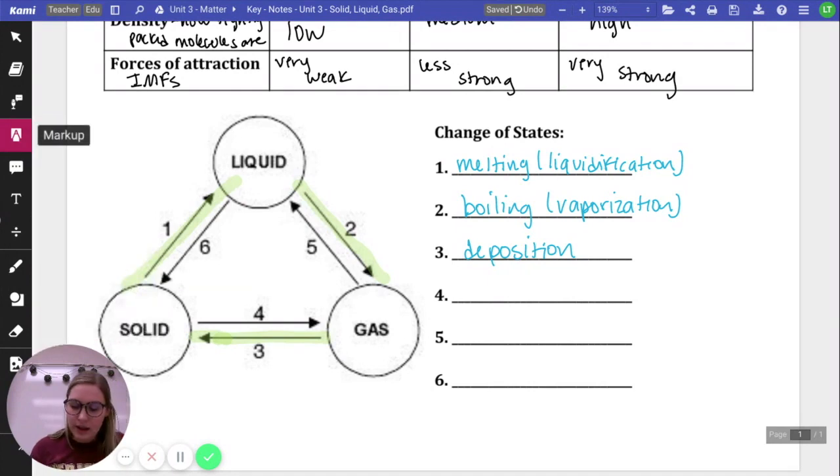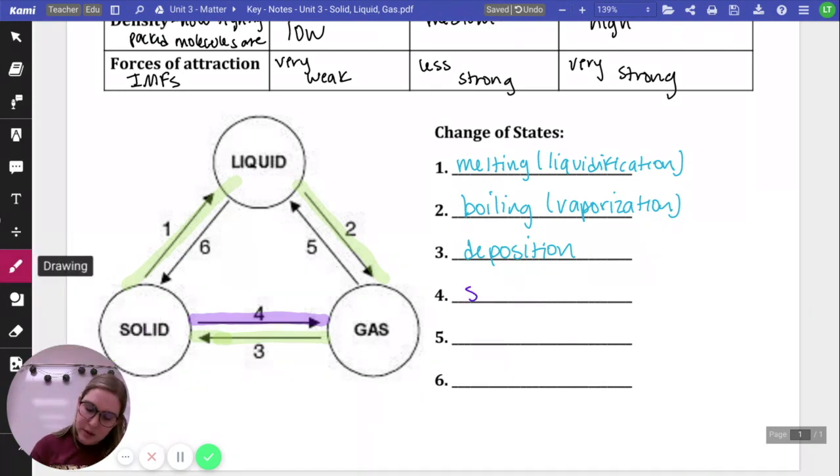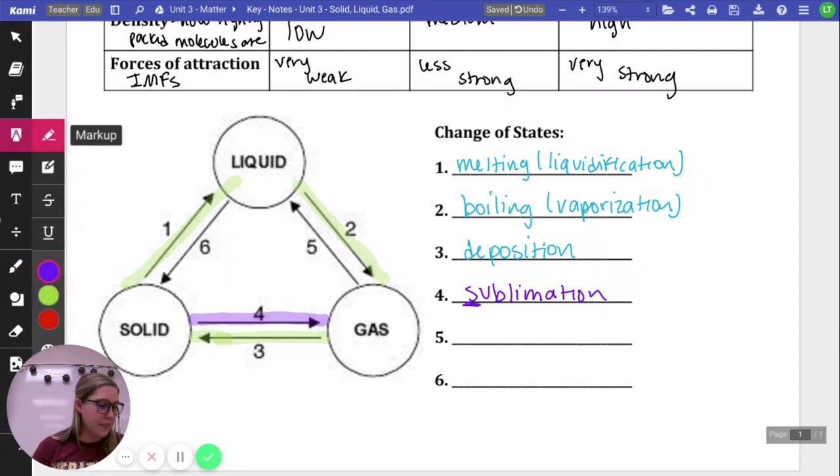All right, and then solid to gas. That one is called sublimation. I always think of S starting at solid, so it starts at solid and goes to gas. Sublimation, since it starts with S. That's just how I remember it.